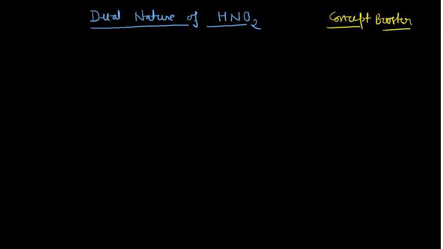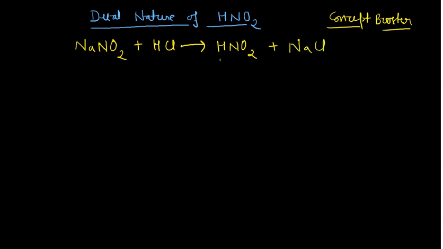Okay, so how can we produce this nitrous acid? Generally, most of the time you will not get this HNO2 as such, but instead you can have the species sodium nitrite, NaNO2, and then HCl. When these two species react, they produce HNO2 along with NaCl. So this is the in situ production of HNO2. In situ means at the time of the requirement it will be produced.